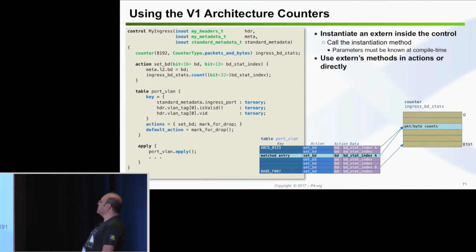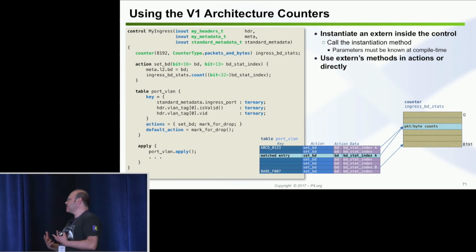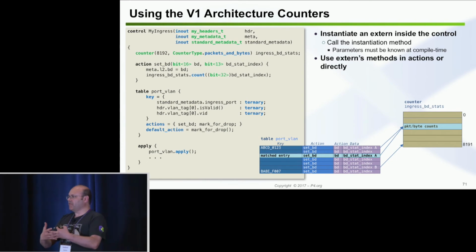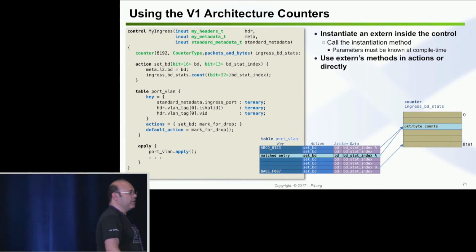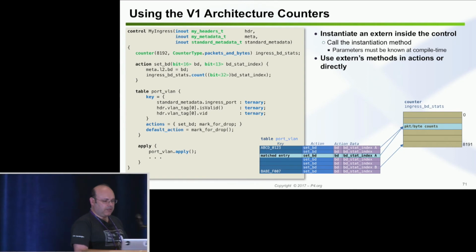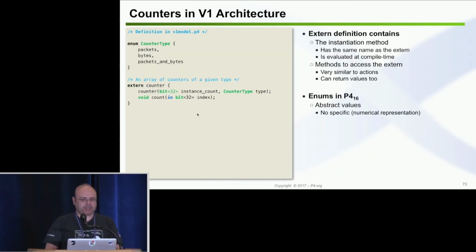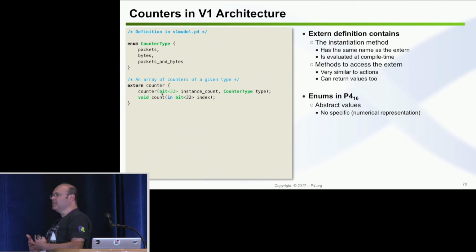The question is, how do we know that this count method does something? The answer is, when you get the library of your externs from your vendor, that's where those methods are documented. In the formal definition, as on the previous slide, we can only see that the extern counter has the count method. You cannot really say what it does. I agree with that.